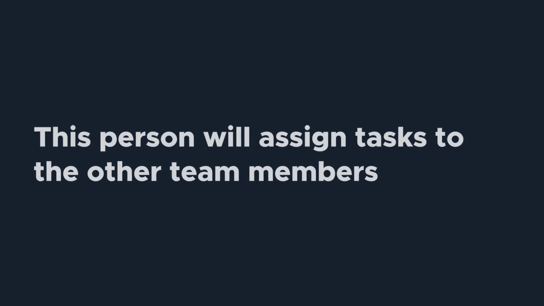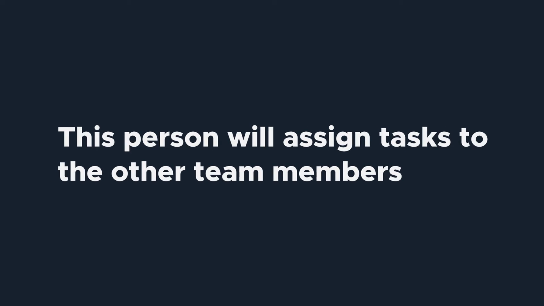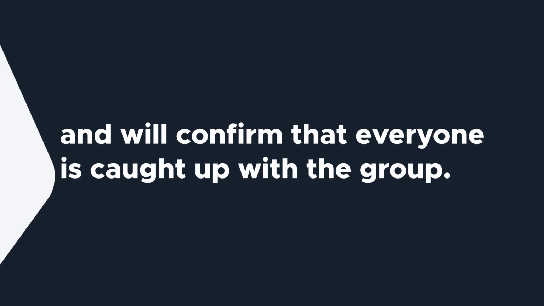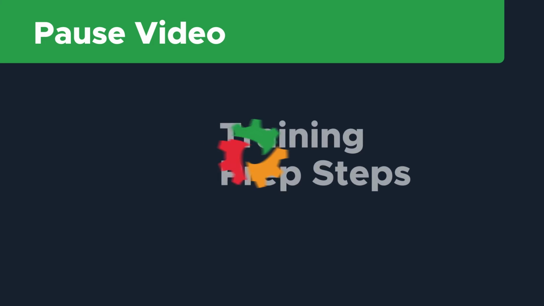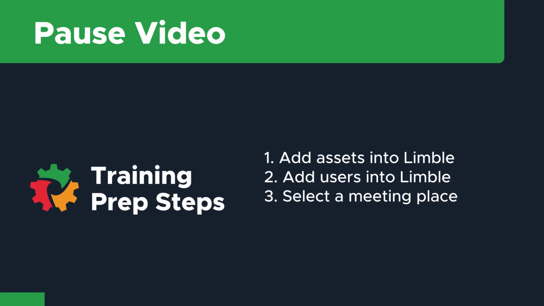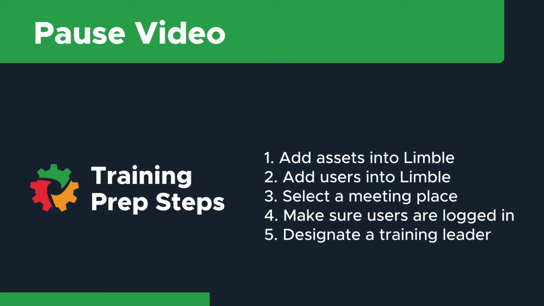You will need to designate a training leader. This person will assign tasks to the other team members, pause the video when necessary, and confirm that everyone is caught up with the group. Pause this video now so you can complete the previous steps. When the video starts back up, I'll be training you and your team on the basic functions of assigning and completing tasks in Limble.